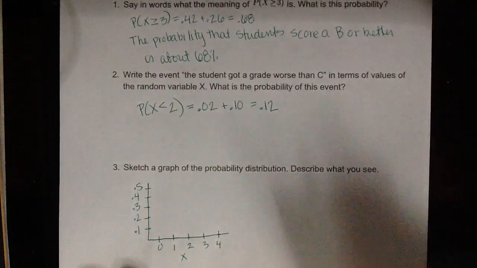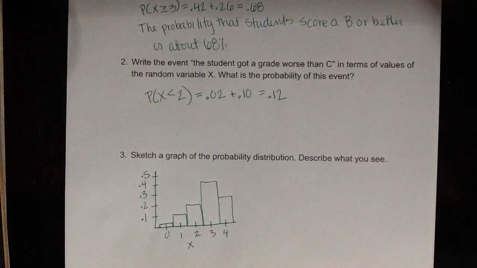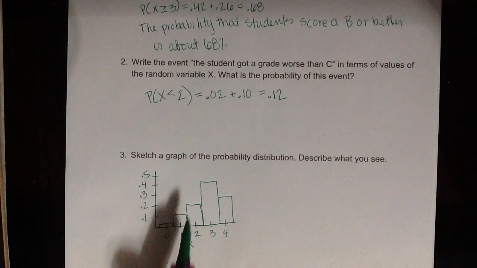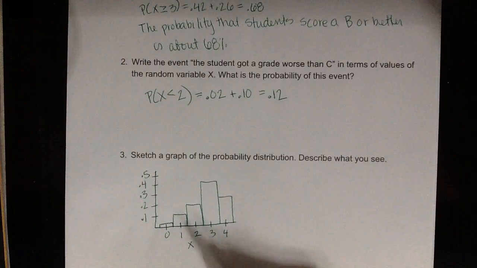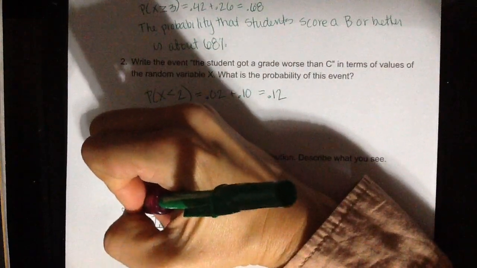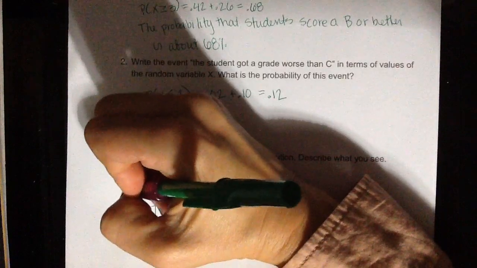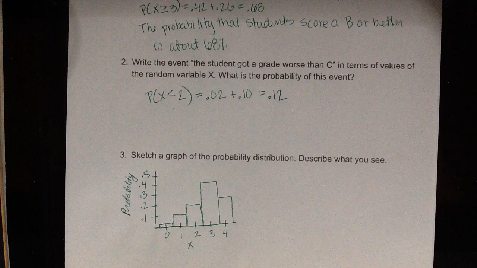And we're just going to create this histogram. So I've created a histogram where each of the heights is as tall as the values are over here. So remember, we always want to label. So we have x labeled here. I should also have probability labeled for our vertical axis. Then it asks us to describe what we see.